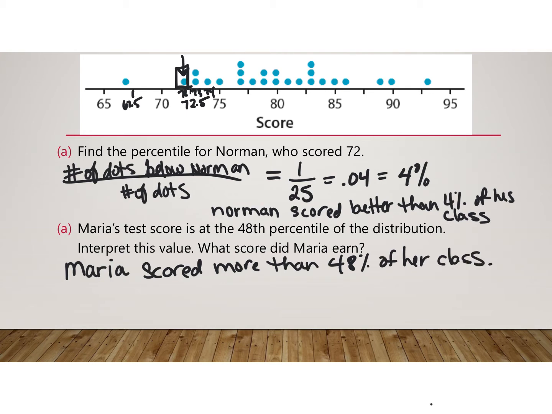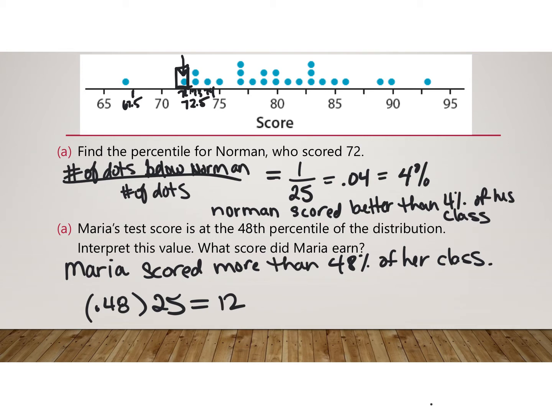Now, how can we find out what her score was? Yes, we need to find out how many numbers is 48% of 25, right? So 0.48 times 25 is 12. So the 12th dot, and then Maria would actually be the 13th, right? Because 12 of them are below her.